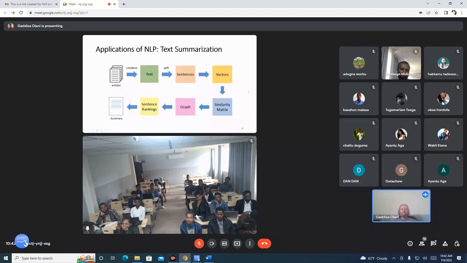So this is a typical structure on how to build the text summarization model. Of course, at the beginning you need to have thousands of articles or documents. You need to have that.